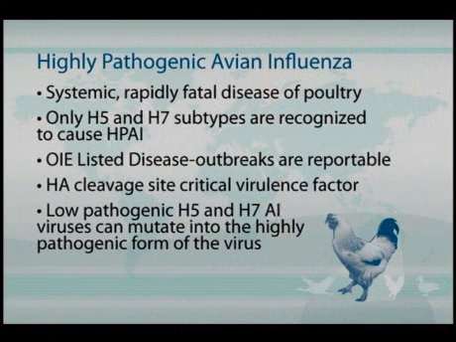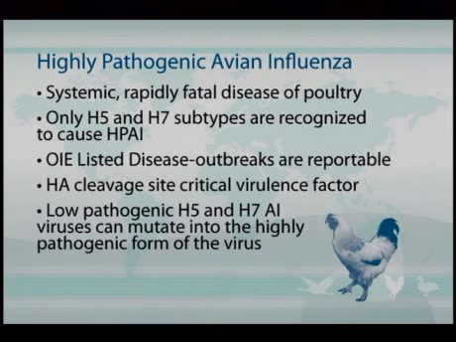As I mentioned previously, the high-path form of the virus is only H5 or H7. We have not seen any of the other hemagglutinin subtypes have the high-path AI phenotype. But it's also important to recognize that most H5 and H7 viruses are not highly pathogenic. Most are actually low pathogenic, and it's only a small subset of H5s and H7s that have the high-path AI phenotype.